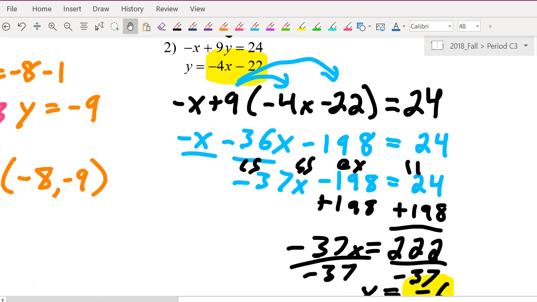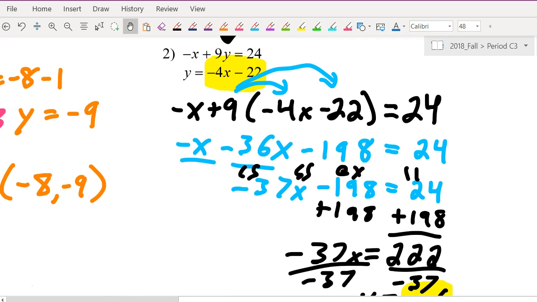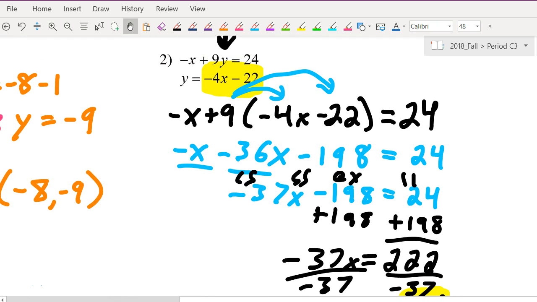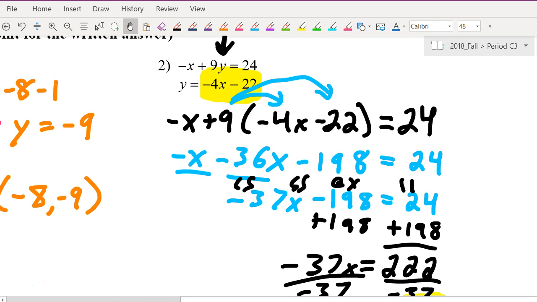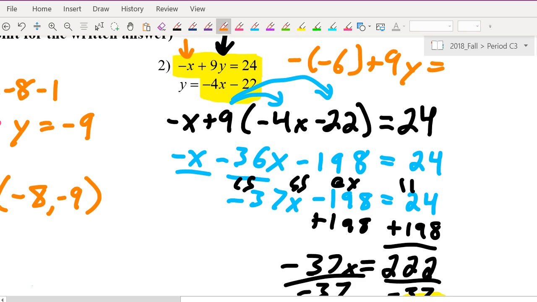All right. So negative 6. Which one's easier to substitute? The first equation? I think the first one's easier. So let's put it inside there. Negative x means we're going to do the opposite of negative 6, plus 9y equals 24. Positive 6. So we've got positive 6.